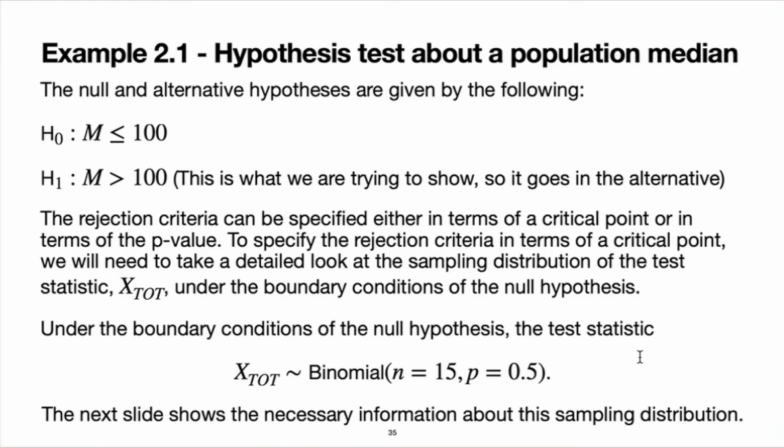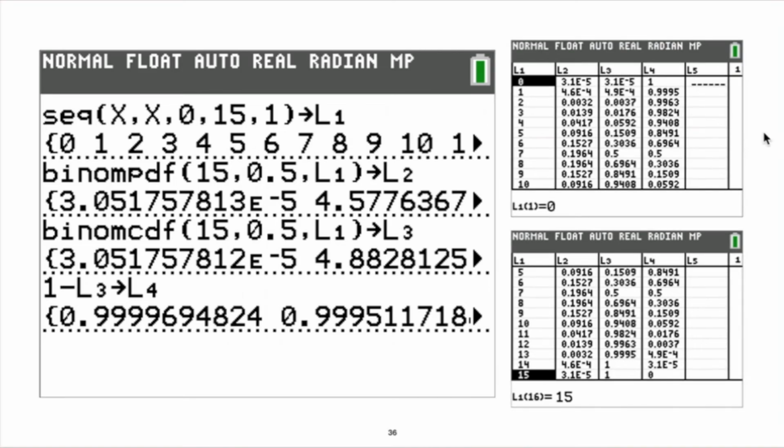The next slide shows the information we need about this sampling distribution in order to come up with the appropriate critical point. What I've got here are 3 panels, showing how to come up with this information on a TI-84 calculator. The first thing I'm doing is generating the sample space for this binomial distribution. The sample space consists of the integers from 0 to 15, listed here in list L1. Notice I can only show 11 at a time, so I show 0 through 10 here, and then the rest down to 15 on the bottom panel.